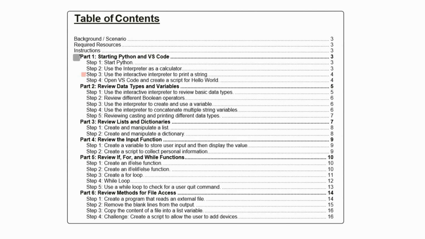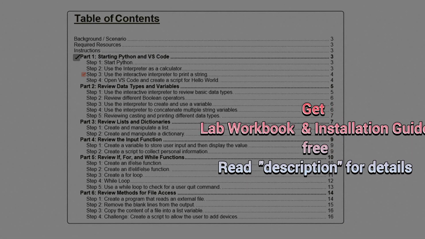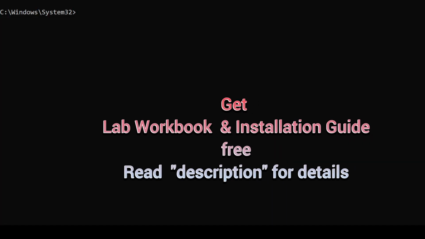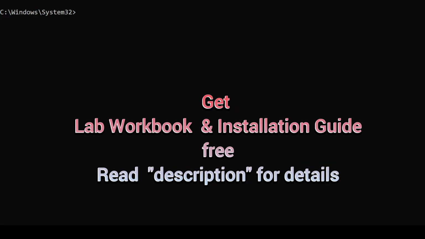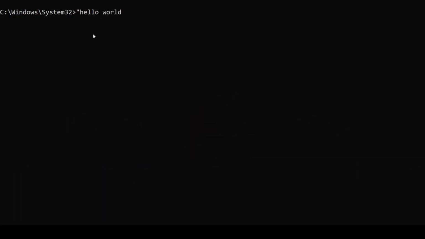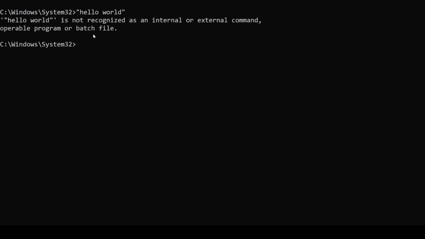Step 3, print a string in the interpreter. Python handles text using strings. Just wrap your text in single or double inverted commas. So here we are taking hello world, okay?